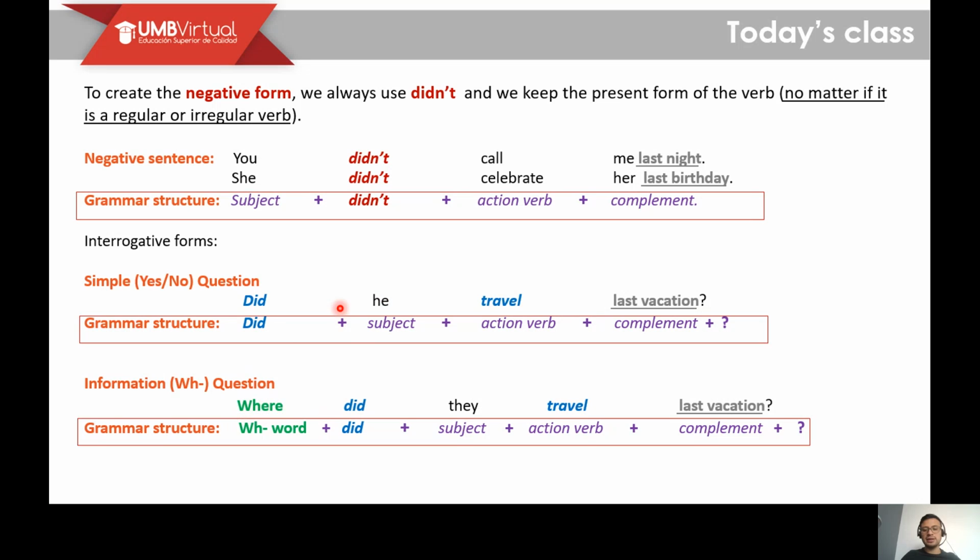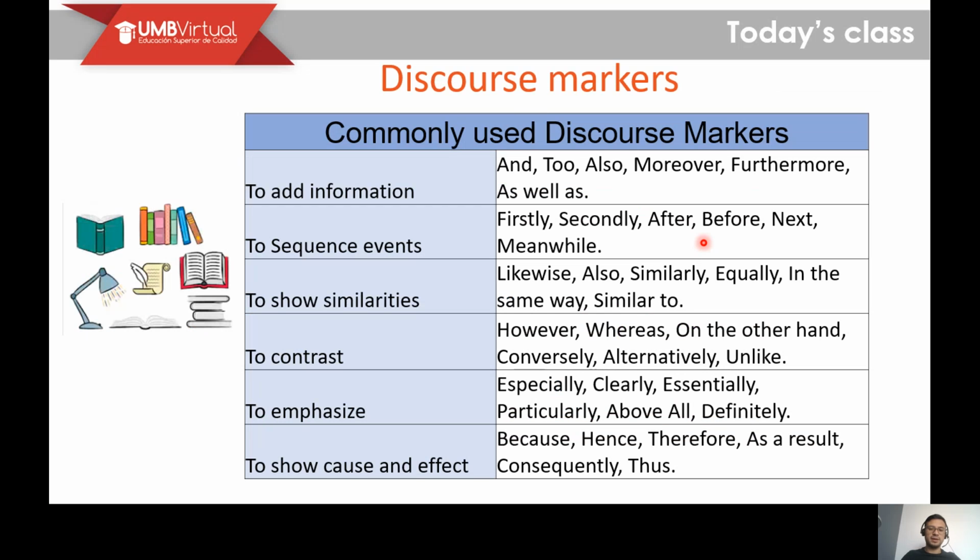For example, we can have the same question in here. Did he travel as vacation? And you can add, why did he travel as vacation? And the question would be complete. Even more complete in this form than this one. Cool. That is for the simple past.